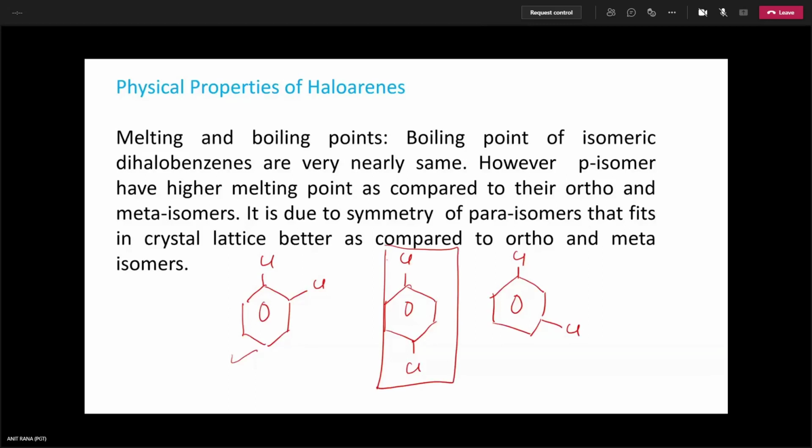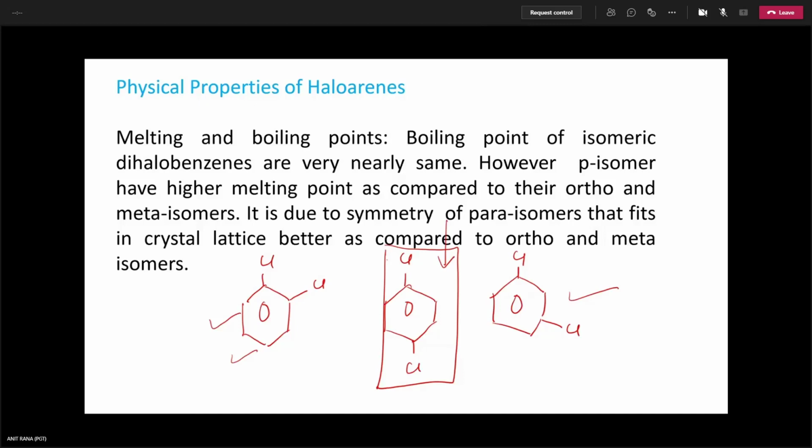The reason is symmetry. Whenever melting point is concerned, we want the groups attached to the main structure to be far away from each other, highly symmetrical. Then only is it possible. 1,4-dichlorobenzene is the most symmetrical compared to 1,3 and 1,2, therefore it will have the high melting point.